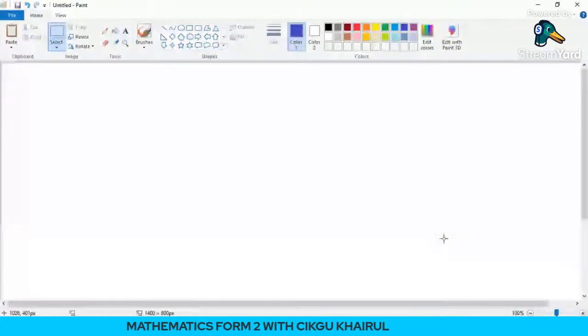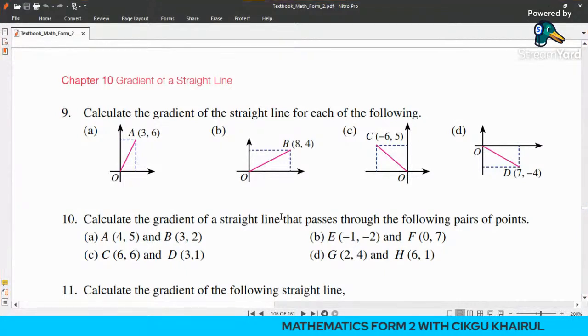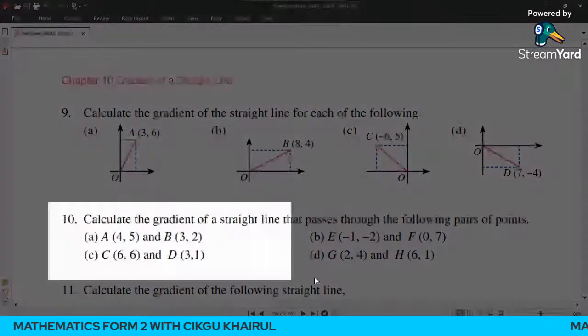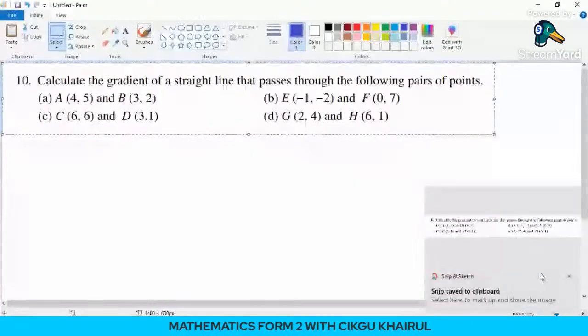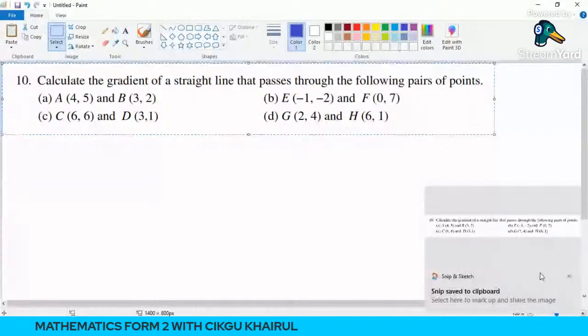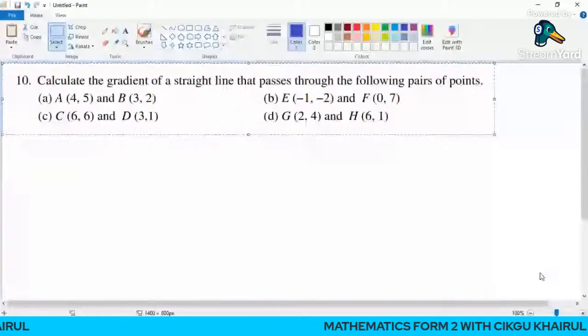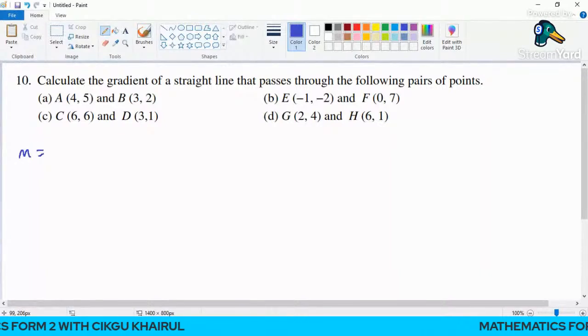Okay, let me open the textbook again. Question number 10. Let me copy question number 10, A, B, C, D. Number 10, calculate the gradient of a straight line that passes through the following pairs of points. So this one, we use a formula. I write M. Remember, I use the M symbol for gradient.